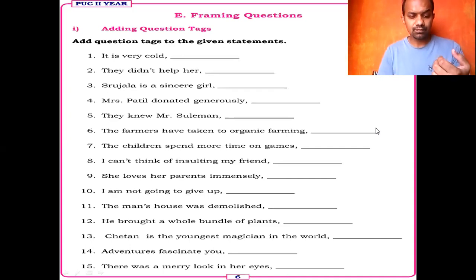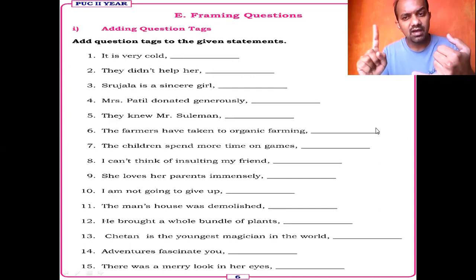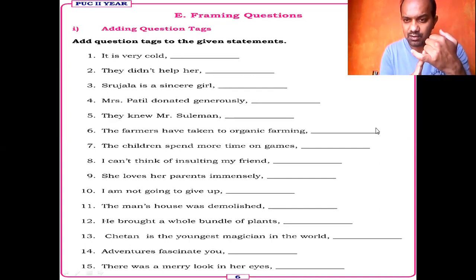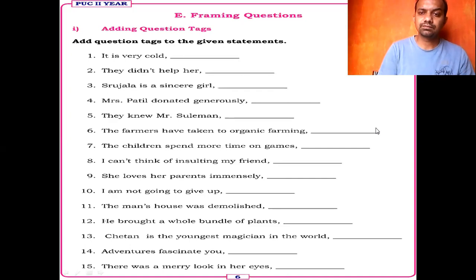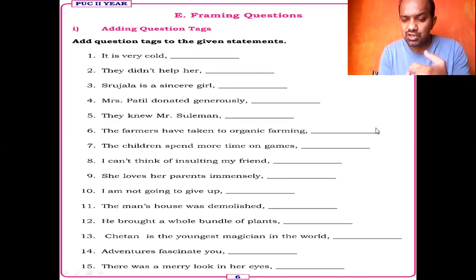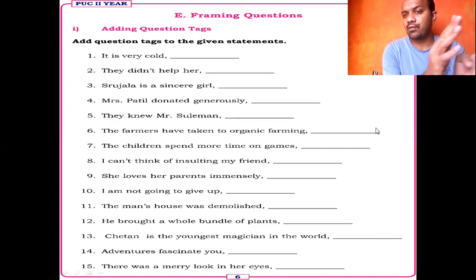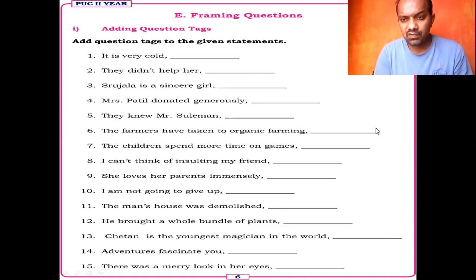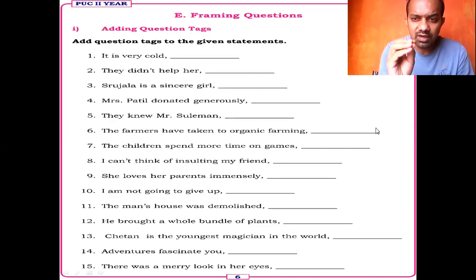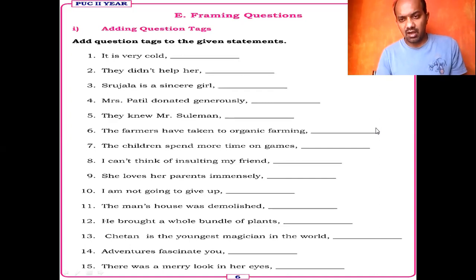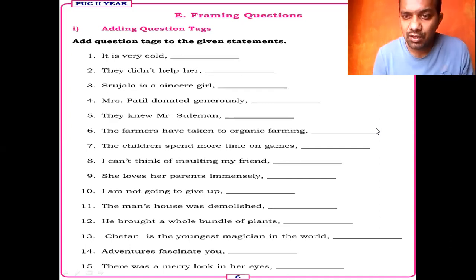I repeat: positive the statement, negative the question tag; negative the statement, positive the question tag. Number two, you must stick to the auxiliary verb we have in the statement and use the same in the question tag. Number three, you must use the appropriate pronoun to substitute the subject we have in the statement. So three things you must remember. Only three things. If you remember them properly, you can make correct question tags.